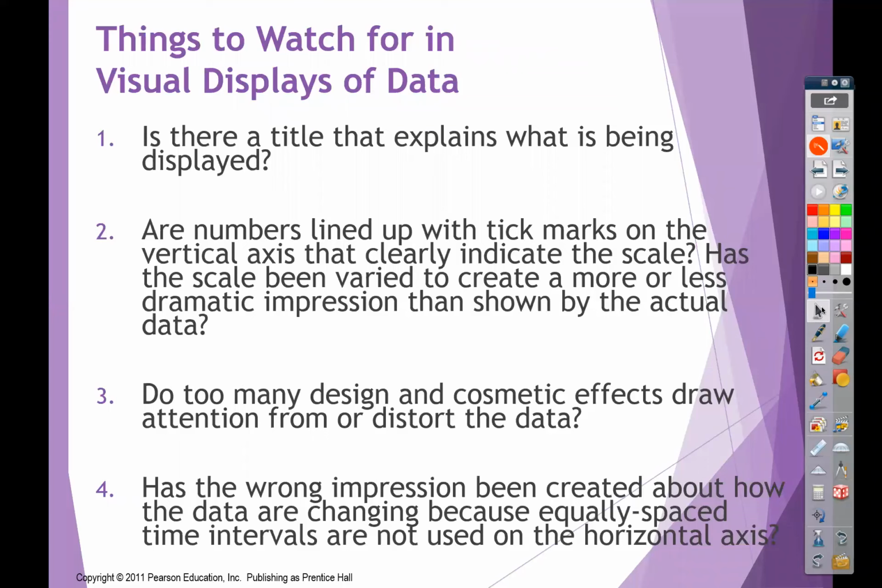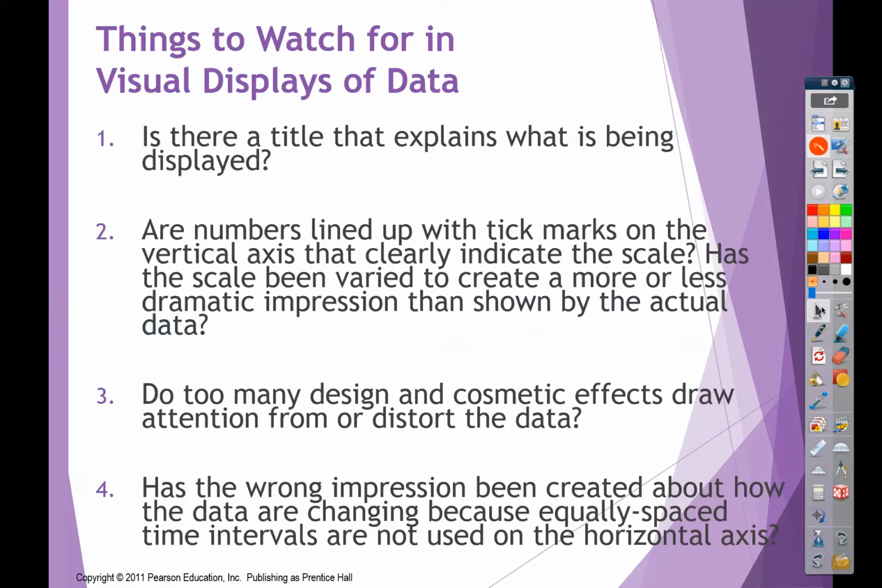All right, so here's some things to watch for in visual displays of data. Is there a title that explains what's being displayed? So first, look for a title. Second, are numbers lined up with tick marks on the vertical axis that clearly indicate the scale? Has the scale been varied to create a more or less dramatic impression than shown by actual data? So see what they're actually trying. Don't just look at everything really quickly and form an opinion. You really need to look at those data marks that they're showing you.